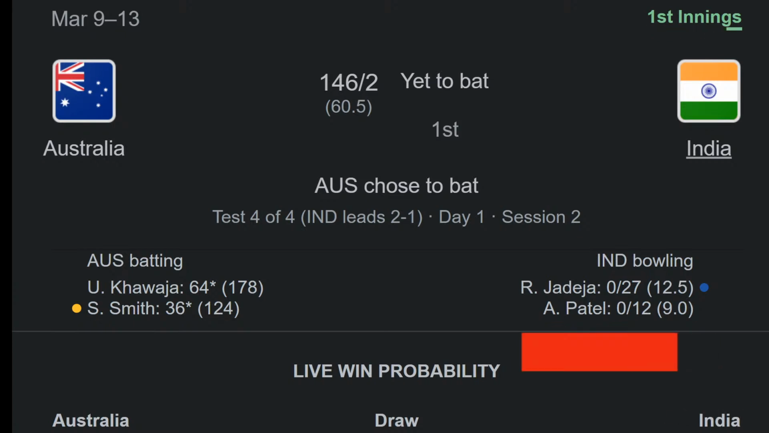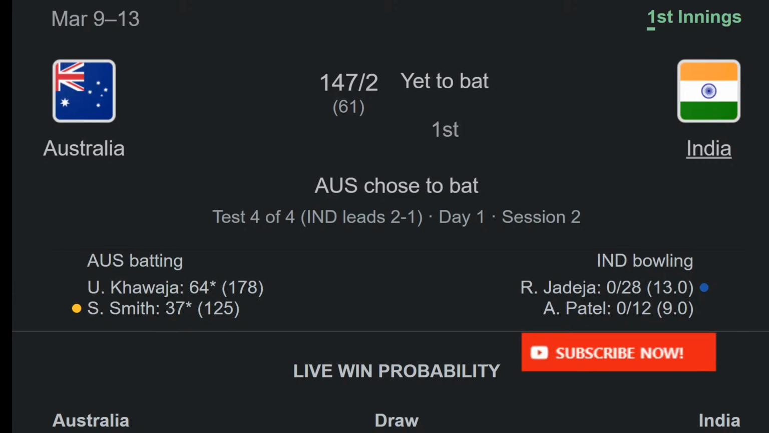Jadeja. Plays the ball towards Smith, plays the ball towards mid-off region, another run, 147 for the loss of 2 wickets. Khaja 64 and Smith 37. Australia in their first innings are 147 for the loss of 2 wickets. Usman Khaja 64 of 178 balls and Steve Smith 37 of 125 balls.